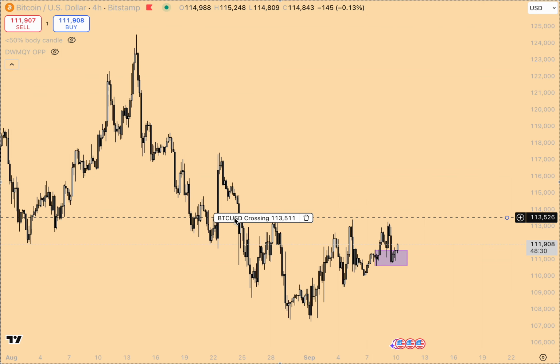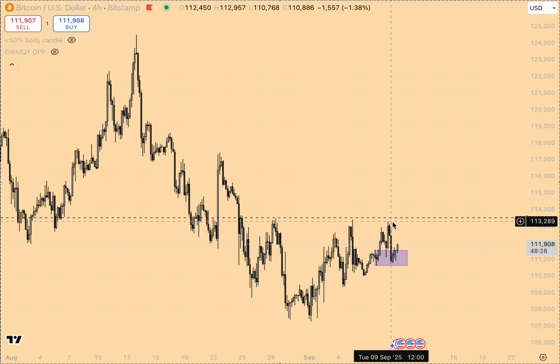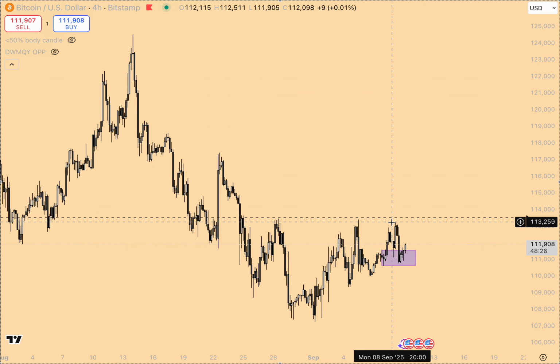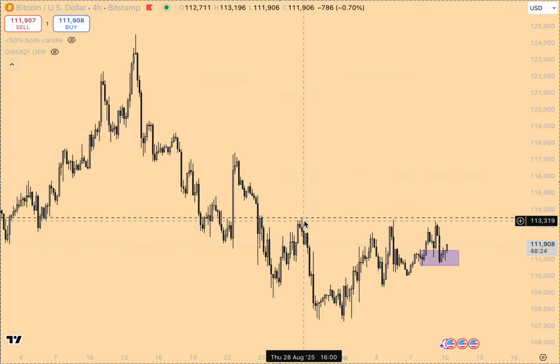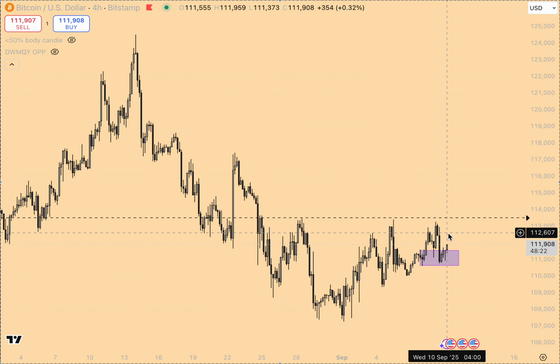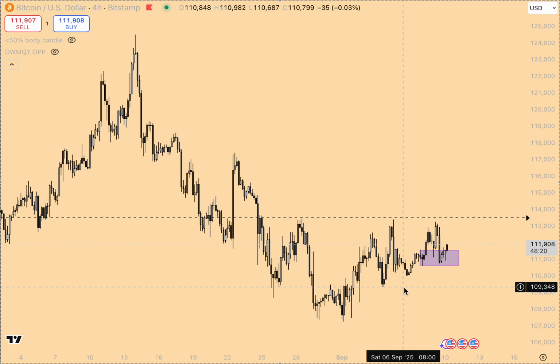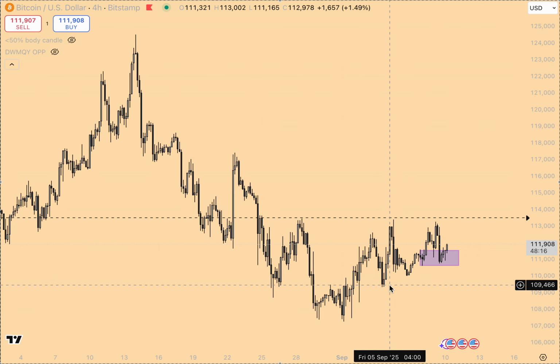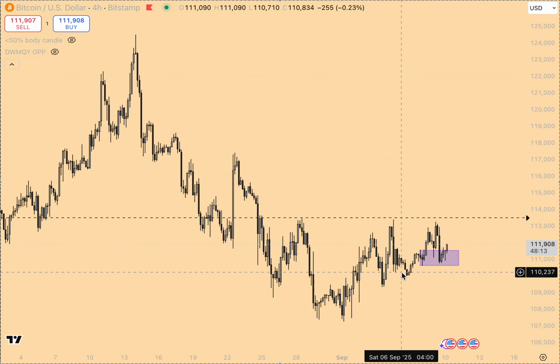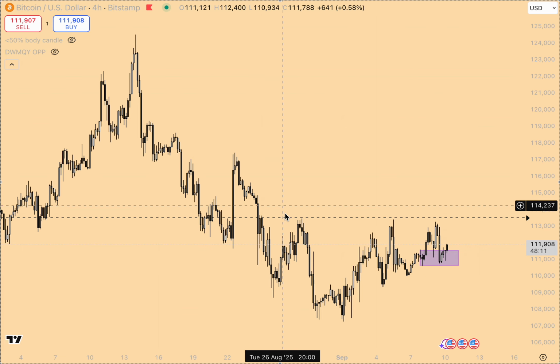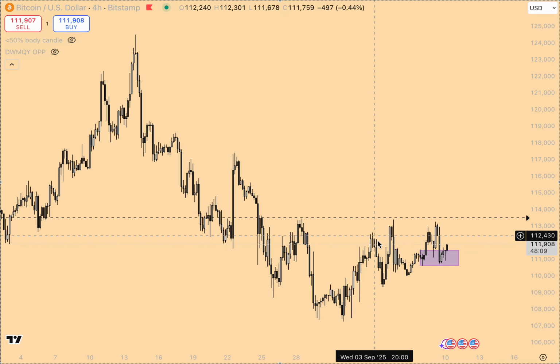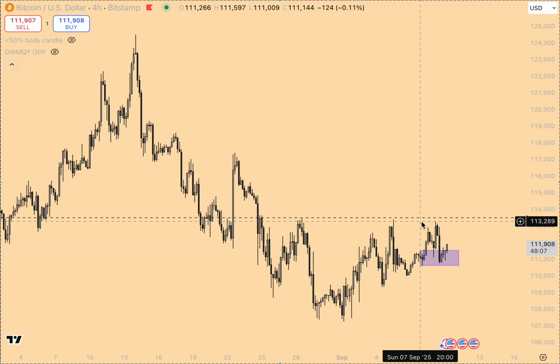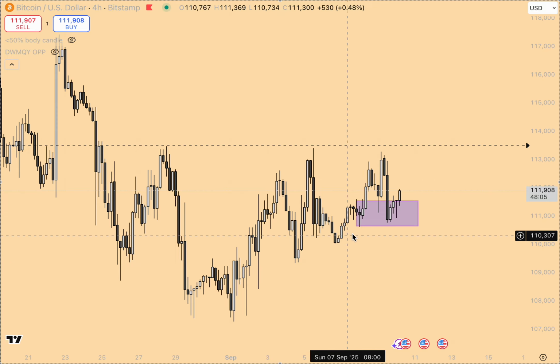So here, this 113,000 area. You can see once, twice, third time, and with every consecutive push into this area, the pushback is lower, rather, right? So here we had a stronger pushback, and then weaker, weaker, weaker. So let's see what happens.